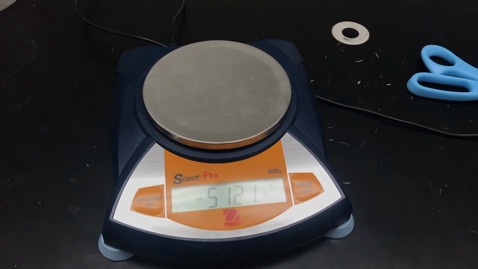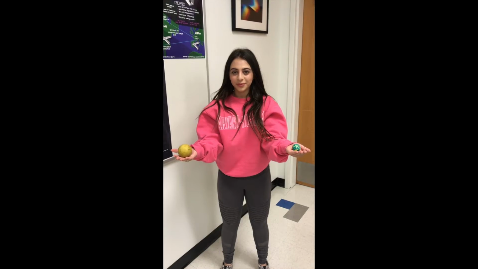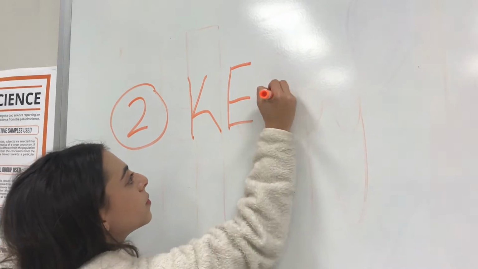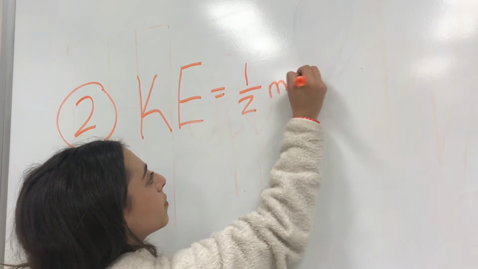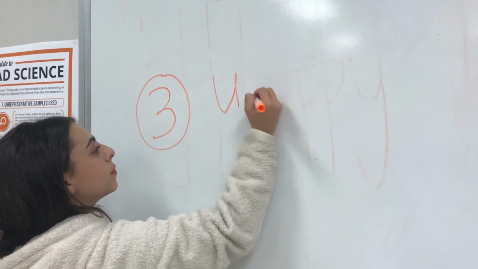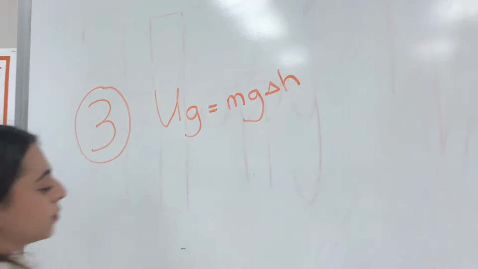By using the scale to record the mass of the ball in conjunction with the calculated velocities, we are also able to calculate the kinetic and gravitational potential energies of the system, utilizing the equations kinetic energy equals 1/2 mass times velocity squared, and gravitational potential energy equals mass times the gravitational constant times change in height.